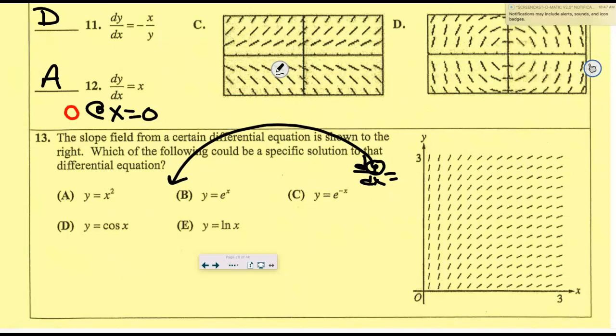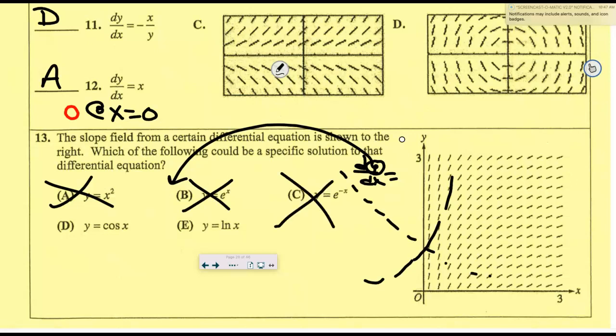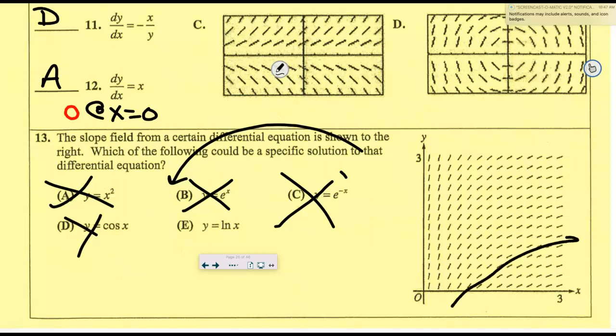So if I were to step back and squint at that, are you seeing a parabola? No. Are you seeing exponential growth, e to the x? No. That would be like if you looked at it and it looks like it's going up like that. Are you seeing e to the negative x? No. Are you seeing a cosine wave? No. Are you seeing the natural log function? Yes, natural log goes like that, and there's even a dot there on that one. So again, the derivative makes the slope field. What it makes is a visual of the original.